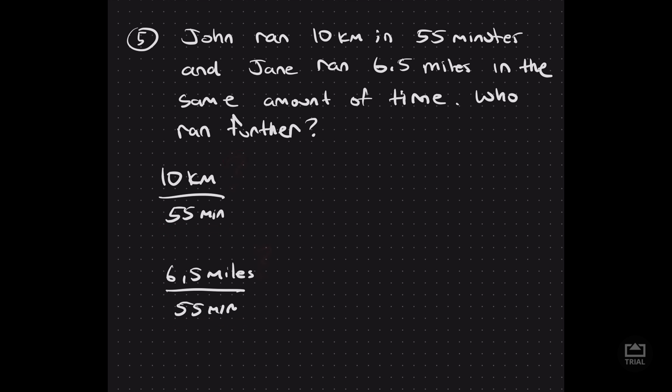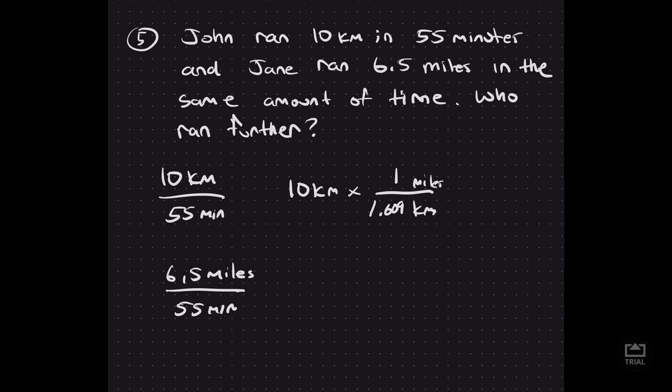Okay, so what am I going to do? I'm going to just convert one of those over. So I can either take 6.5 miles and convert it to kilometers and see which one is more, 10 or that conversion, or I can convert kilometers to miles and then check that out. So I'm going to convert the kilometers to miles. So 10 kilometers times the ratio of kilometers and miles, and I know that 1 mile is equal to 1.609 kilometers.